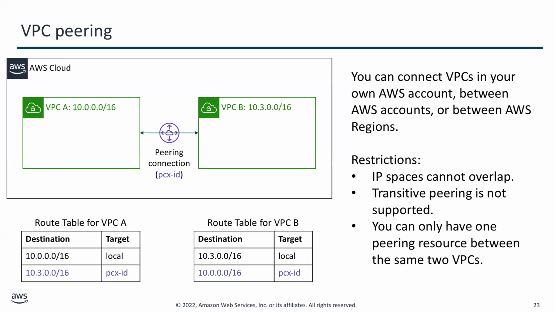Now, there are some restrictions, obviously. You see, IP address spaces cannot overlap. See, they are different, right? This VPC has, although the same /16 mask, a different network ID, 10.3.0.0, right? Different, so they can't overlap. Transitive peering is not supported. Now, what is transitive peering here?